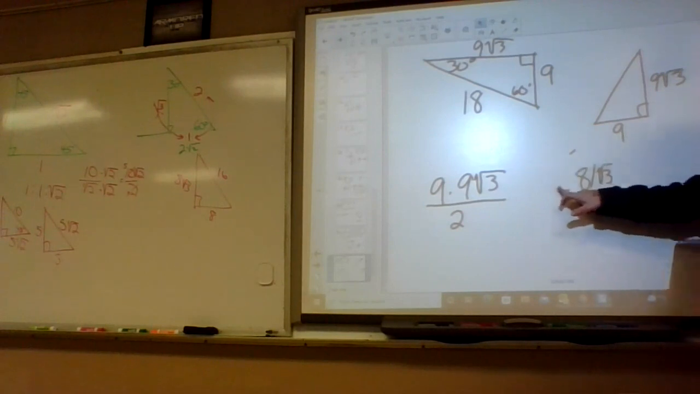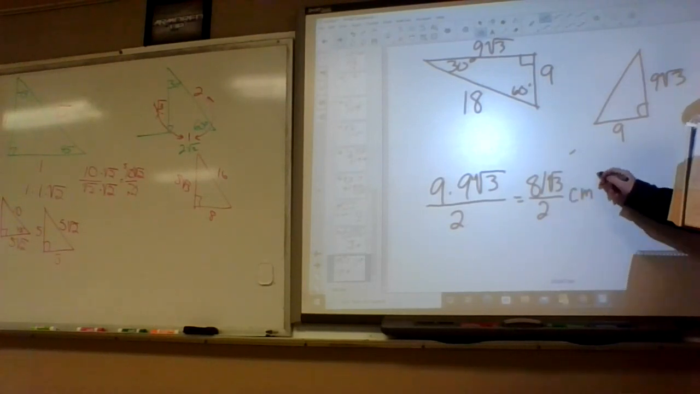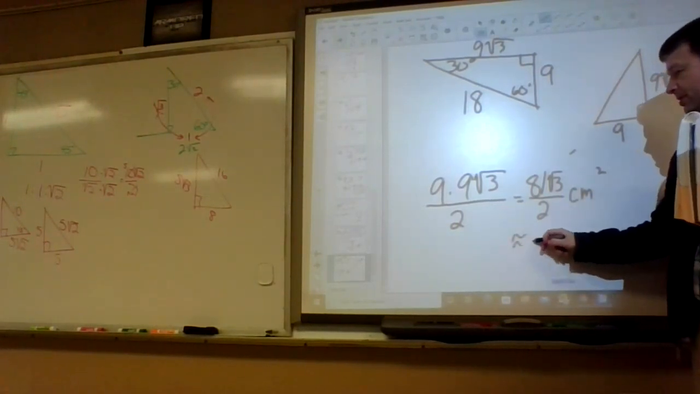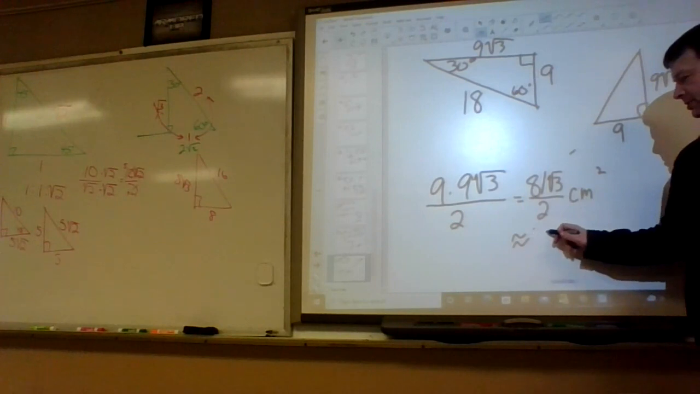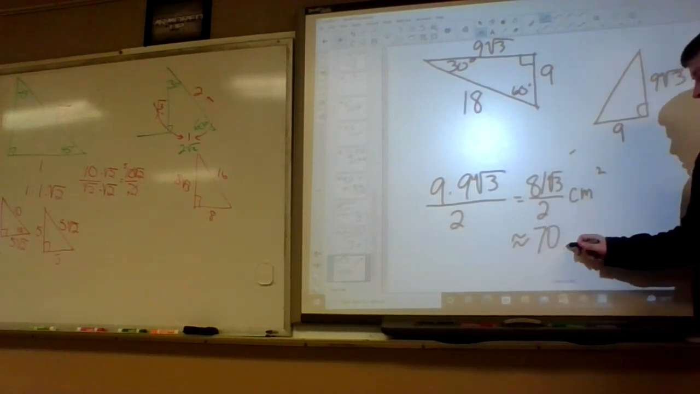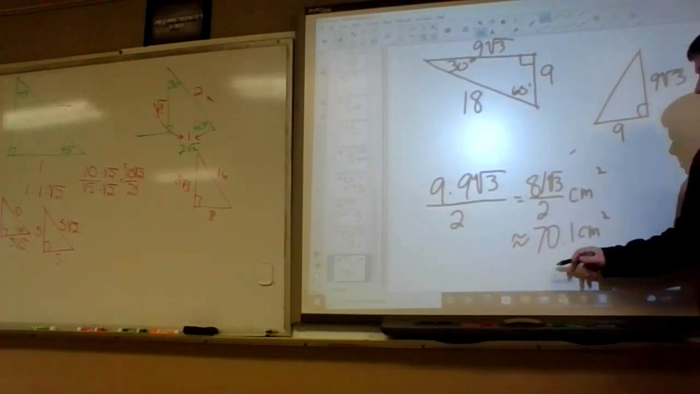move that over here. Because we're supposed to label it as centimeters squared, but we're also supposed to put the decimal on this one. So somebody plug that in a calculator. We need the decimal version. 70.1? Anybody else get that? I got 9.79. Okay, it is 70.1. I just looked in the book. 70.1.